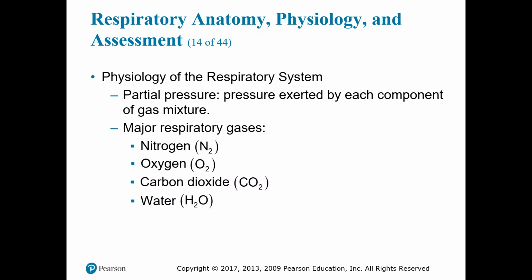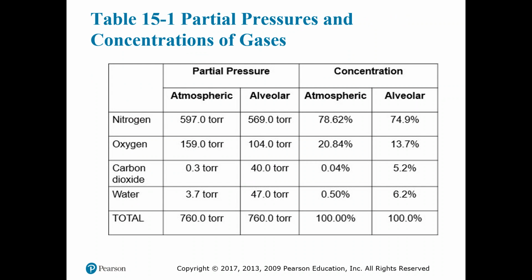The Earth's atmosphere consists of four major respiratory gases: nitrogen, oxygen, carbon dioxide, and water. Although nitrogen is metabolically inert, it is needed to inflate gas-filled body cavities, such as the chest. Table 15.1 lists these four respiratory gases, their partial pressures, and concentrations in the environment and in the alveoli.